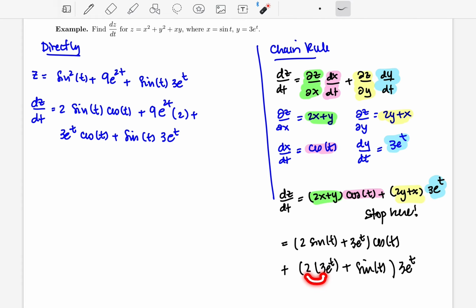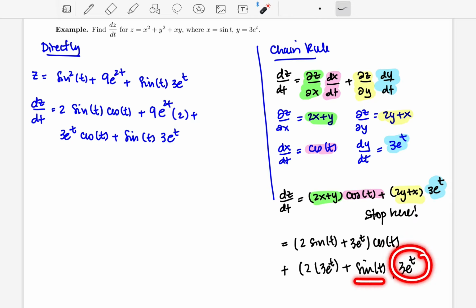You get, wait, I'm here. 3 times 3e to the t cosine of t. So 3e to the t cosine of t is right here. And then here I get that this is 2 times 2 times 3t, that's 6e to the t times 3e to the t, you get 18. And then, which is right here, so 9 times 2, you get 18e to the 2t. And then finally 3e to the t sine t, which is right here, okay? So you get exactly the same thing, but you can just leave it like this. All right.